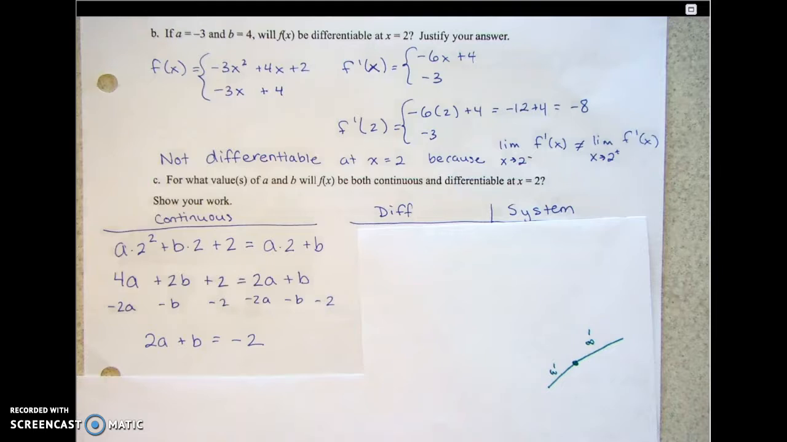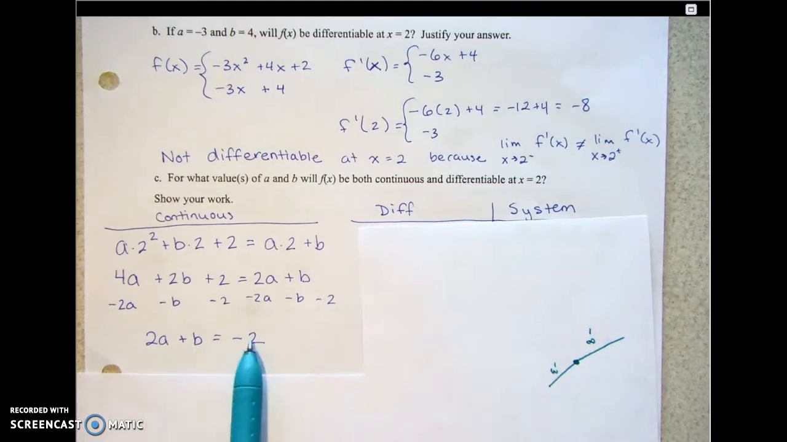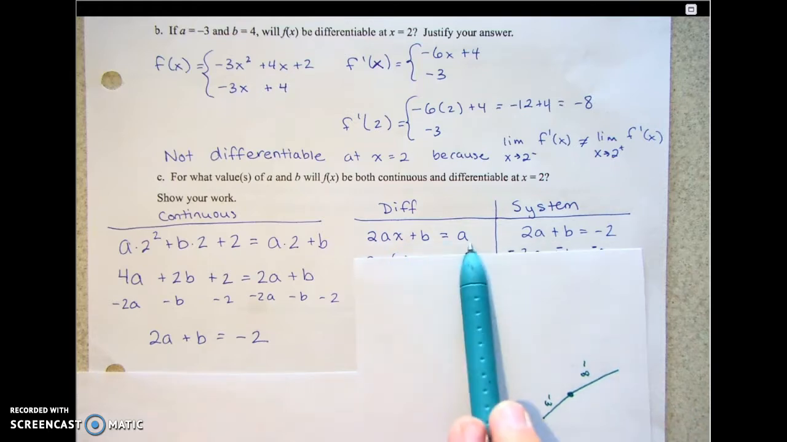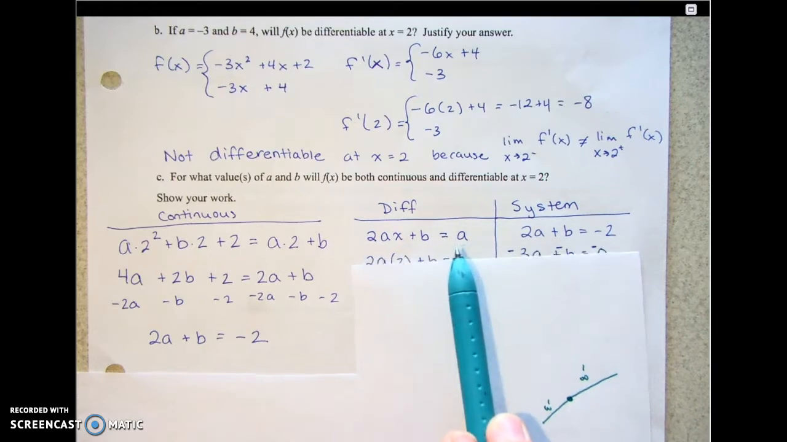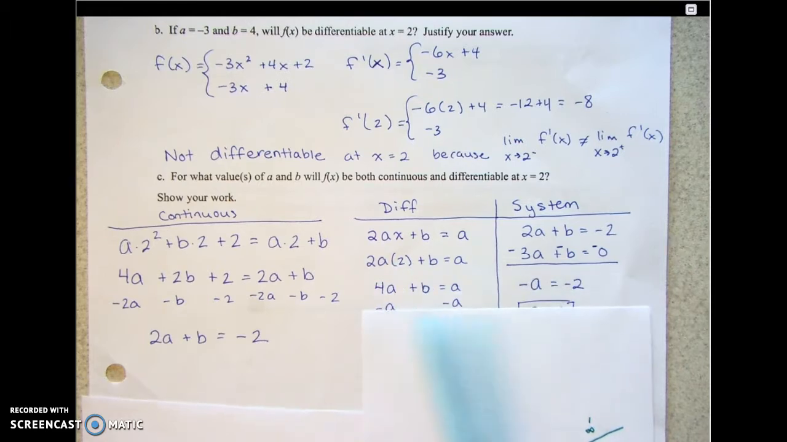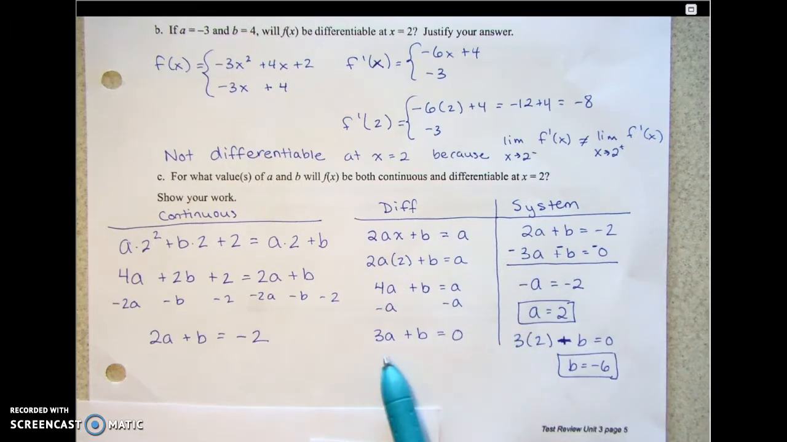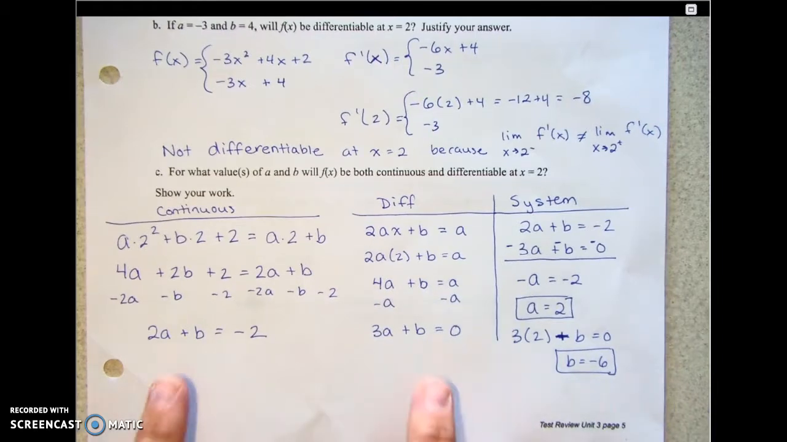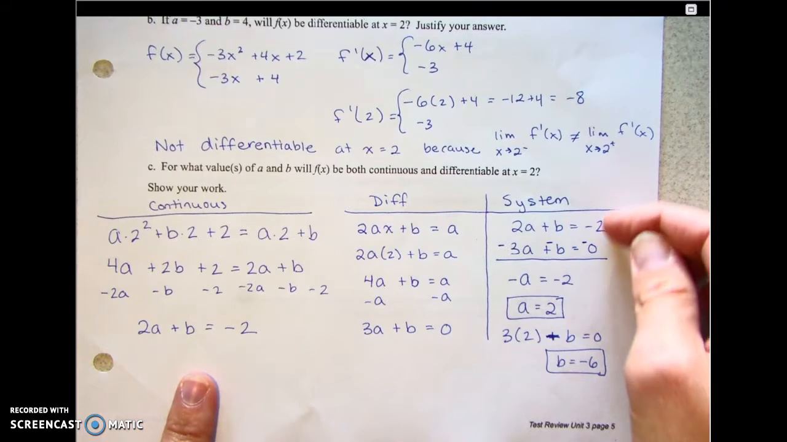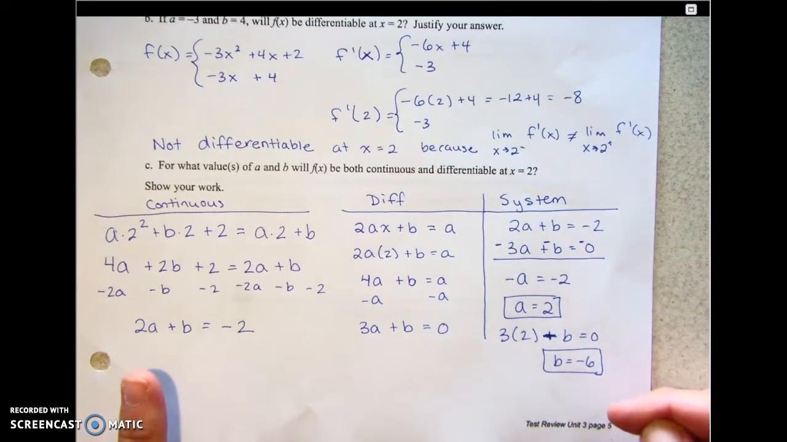And we're going to get this to look like this. 2a plus b equals -2. Then we set the derivative equal to each other and plug in 2 for x and simplify this to make it look like this. Now do you see how we have 2 equations with 2 unknowns? So then over here is where I'm solving the system using the elimination method. Once you do that, you should get a equals 2 and b equals -6.